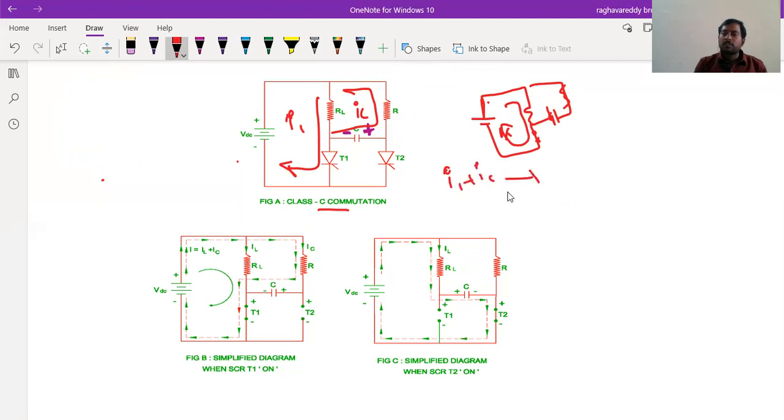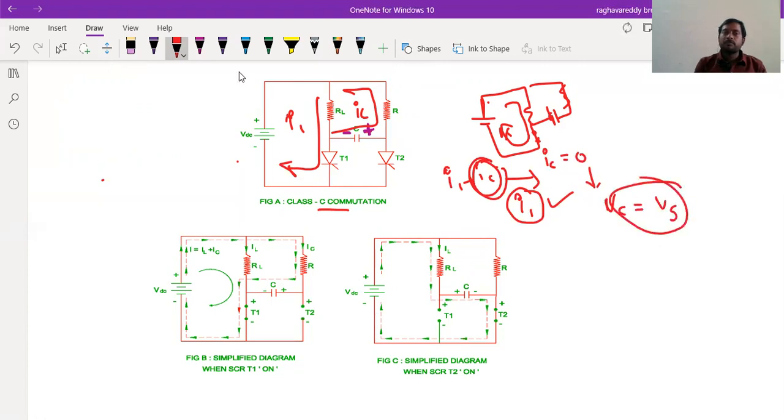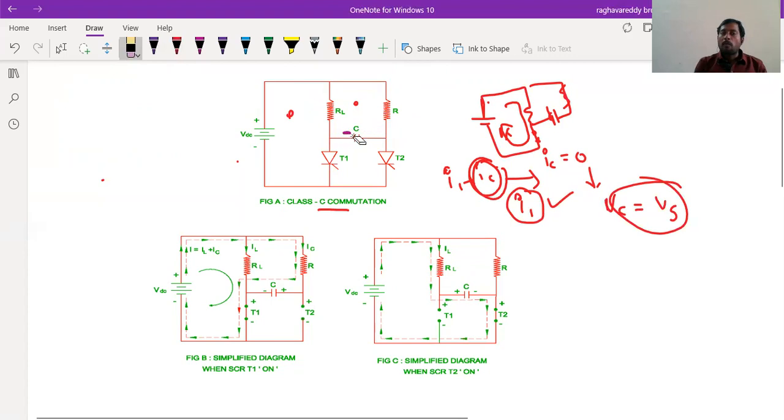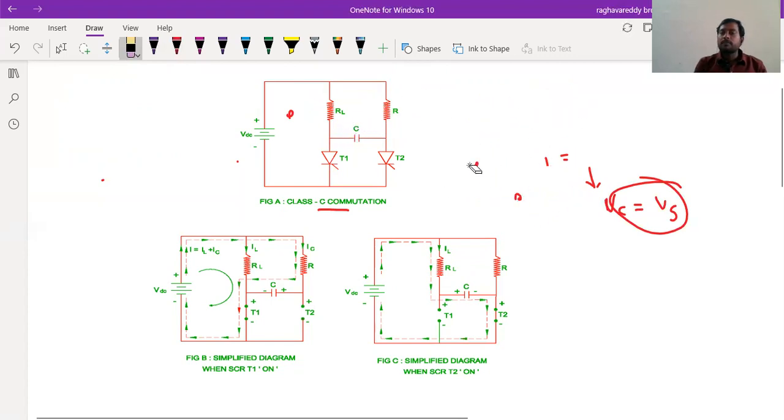But after the capacitor is charged, the only current that flows through thyristor T1 is I1, because the capacitor current IC becomes zero when the voltage across the capacitor reaches the supply voltage. So this is the case with thyristor T1 on.